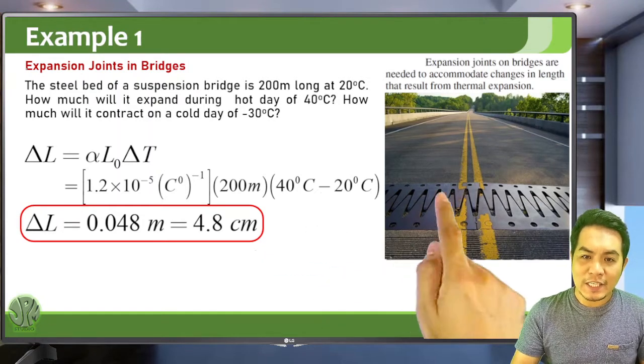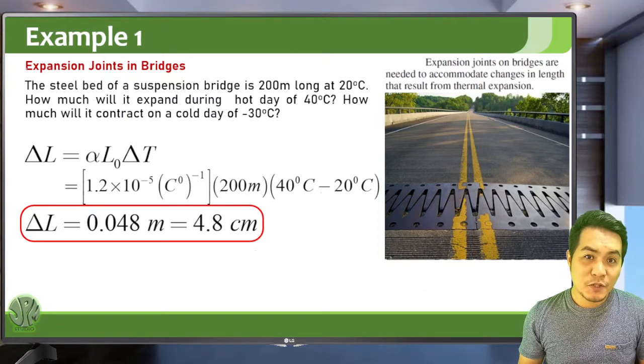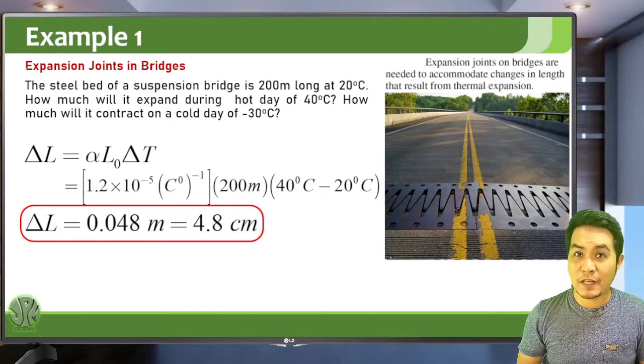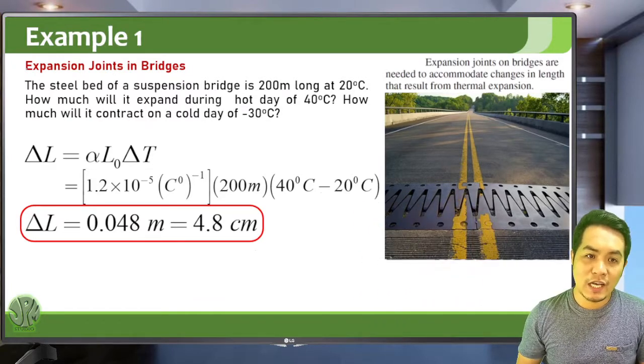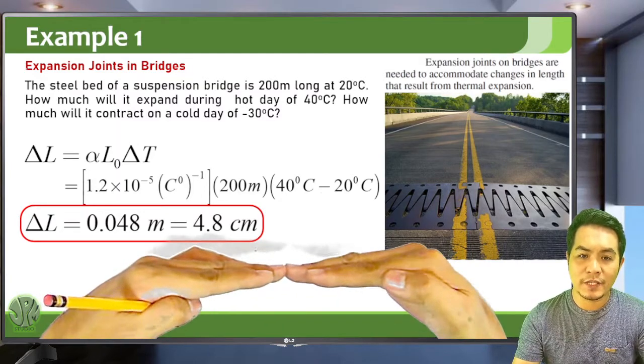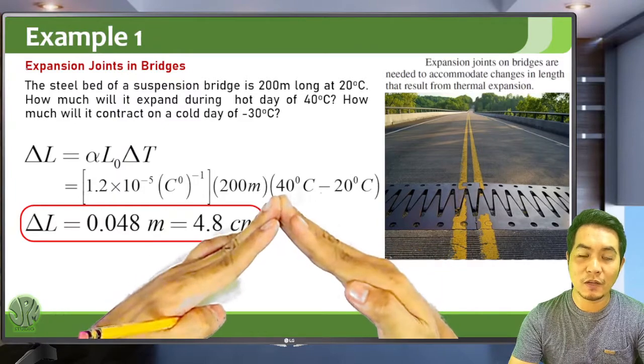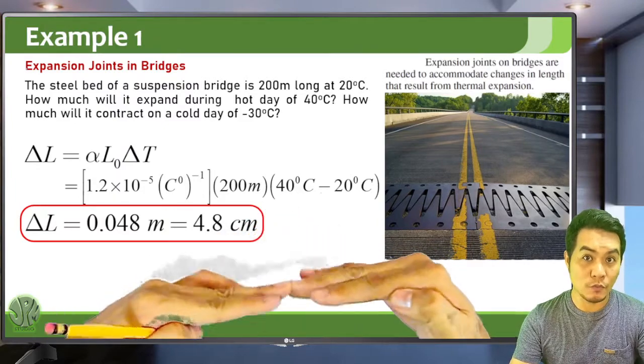That's the reason why you need expansion joints to take into account this expansion. Because if you don't put an expansion joint, what will happen is instead of expanding, your bridge will buckle because there's no room for expansion.